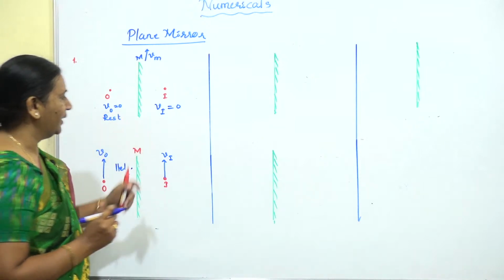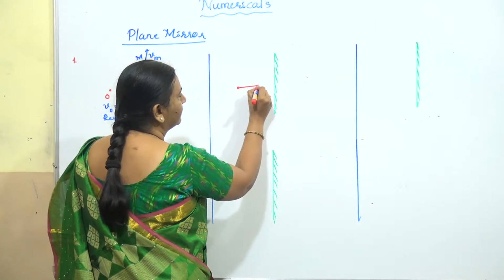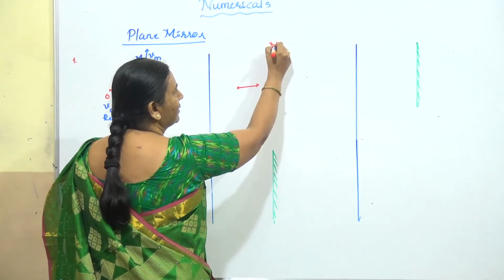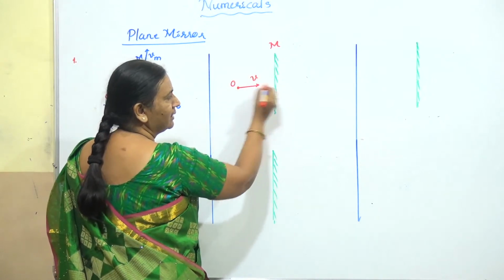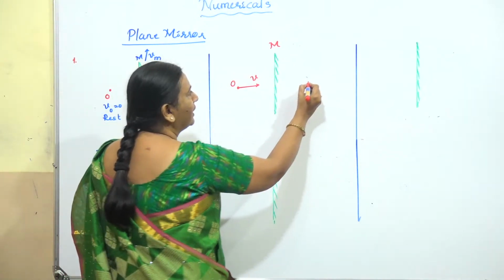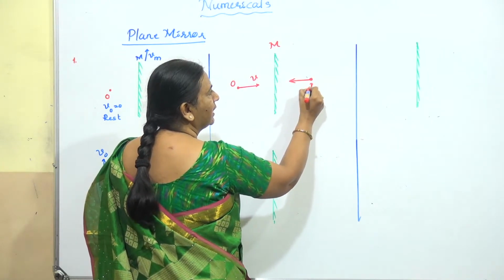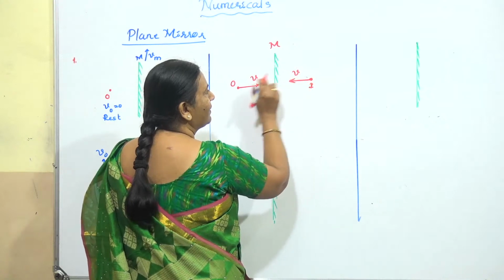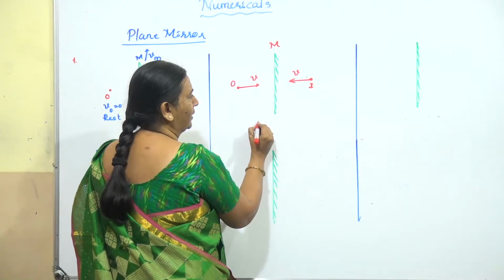If it is moving perpendicular, that idea you already have, children. If the mirror is at rest, and the object is moving like this in this direction, then we know that the image also moves with the same speed with respect to the mirror.